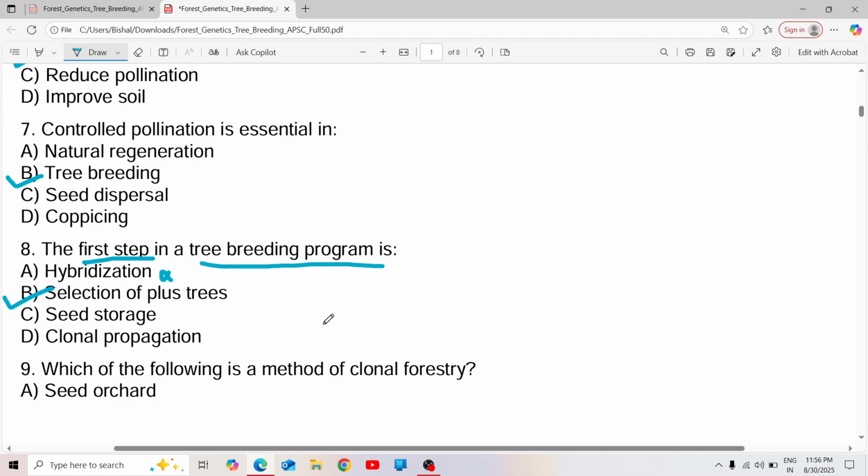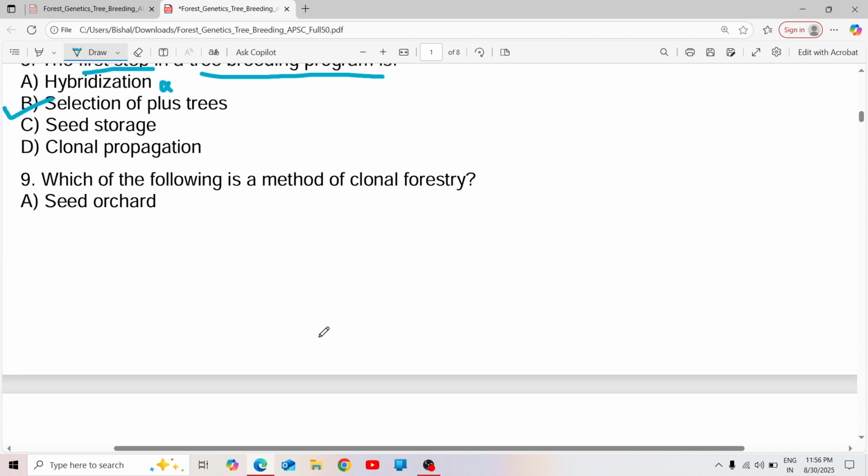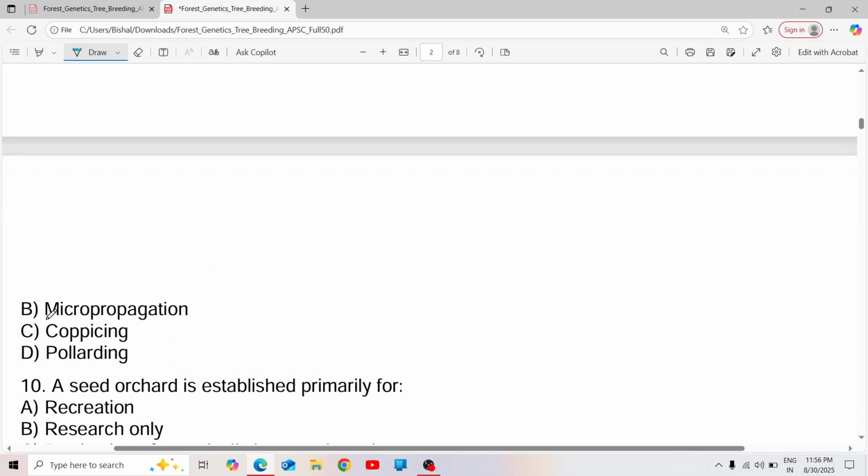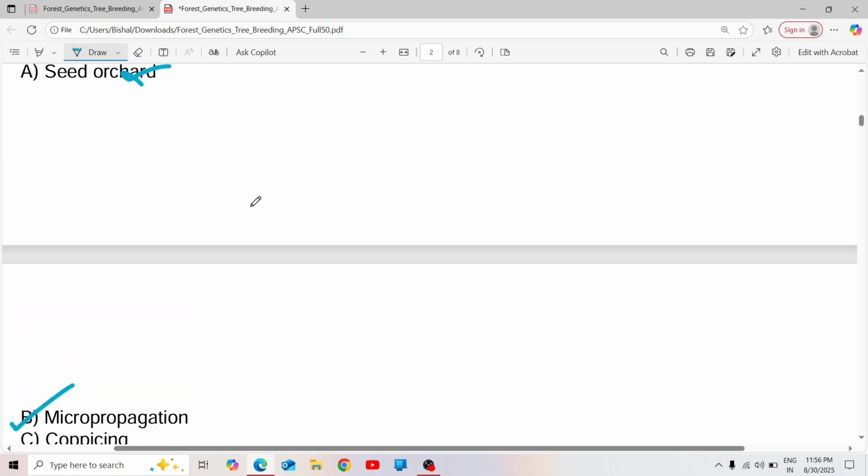Most important question. Question number 9. Which of the following is a method of clonal forestry? Seed orchard, wrong. For clonal forestry, micropropagation is the correct answer.